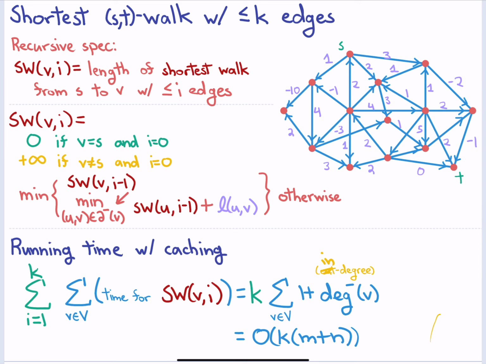Okay, so we need to justify how big I need to make k. So this is still just solving this sort of auxiliary problem about at most k edges. Now we're going to shift into relating it to how to get shortest paths and walks.